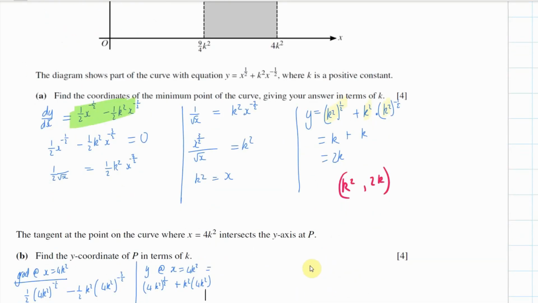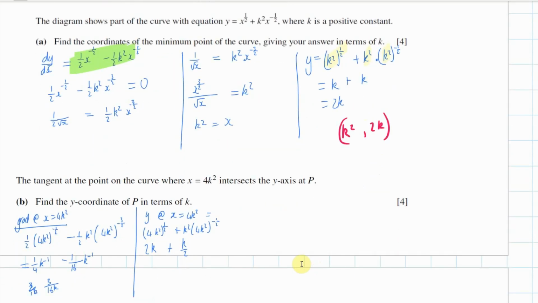Okay, now we just try to find the y coordinate for where the tangent starts. So that will give us 2k plus, now this one is going to be negative 1, so 1 over 2k, so I think this should be k over 2. And if we put that all together, we get 5k over 2.